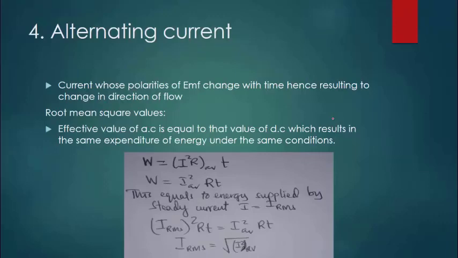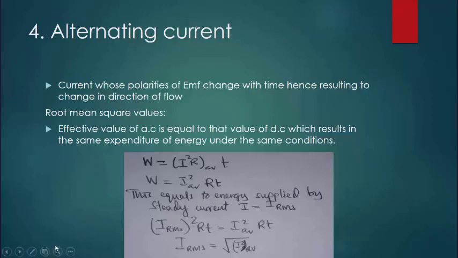So our last part, tunasoma alternating current. So alternating current is a current whose polarities of EMF change with time, hence resulting to a change in direction of flow.